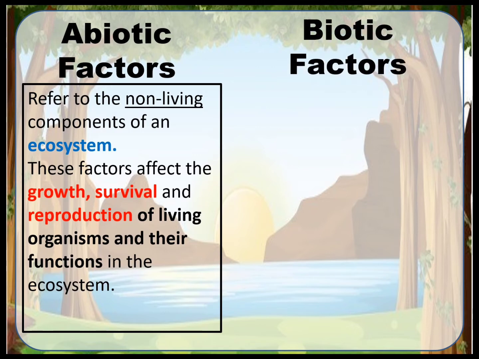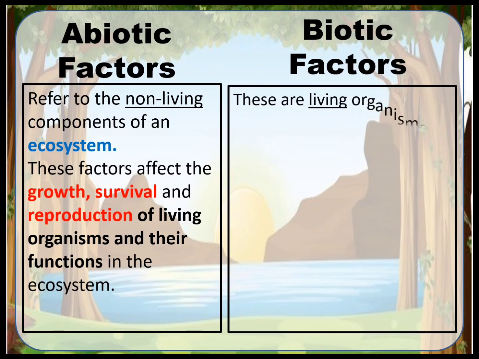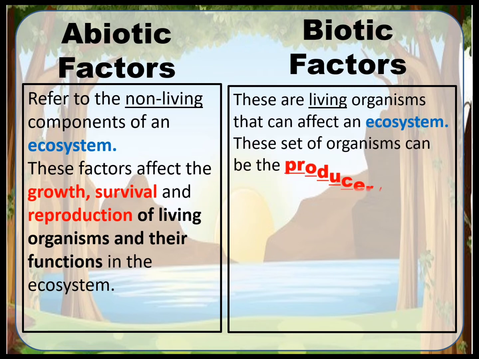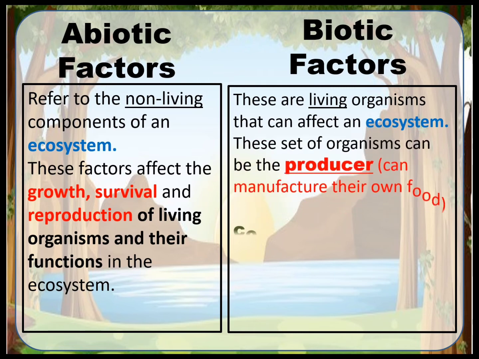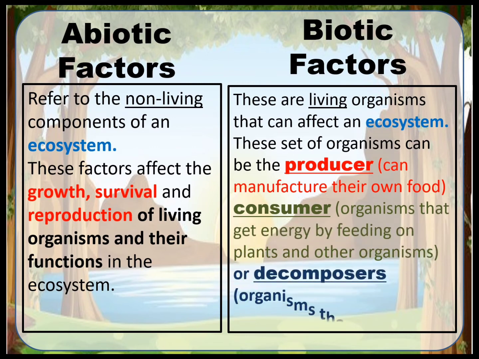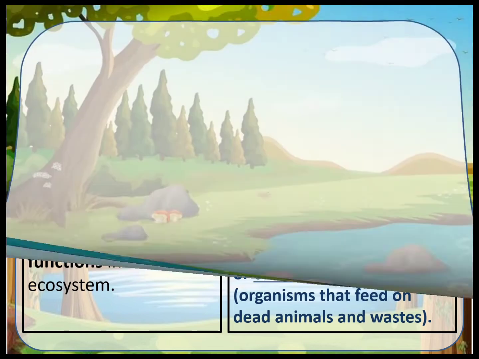What are biotic factors? These are living organisms that can affect an ecosystem. This set of organisms can be the producer, which can manufacture their own food; the consumer, organisms that get energy by feeding on plants and other organisms; or decomposers, organisms that feed on dead animals and wastes.